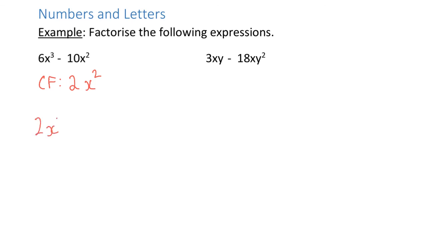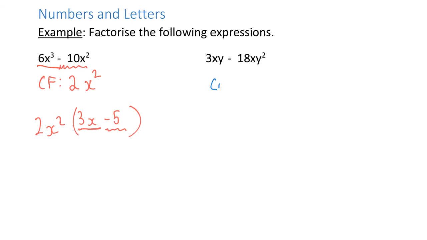So we'll write 2x squared, and then inside the bracket, we need to think 2x squared multiplied by what gives us 6x cubed? So 2 multiplied by 3 gives us 6. And then x squared multiplied by x gives us x cubed. Then we've got the minus 10x squared. So 2 multiplied by what gives us minus 10x squared? So 2 multiplied by minus 5 gives us our minus 10. And the x squared match up, so we don't need to do anything further there.